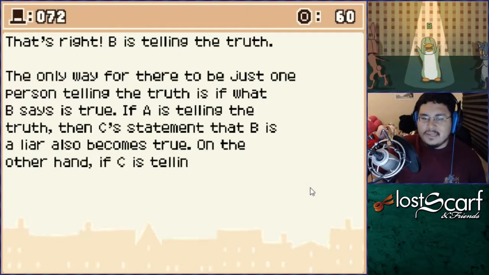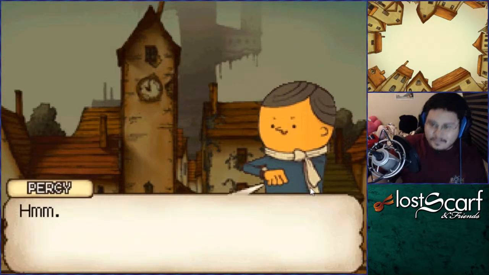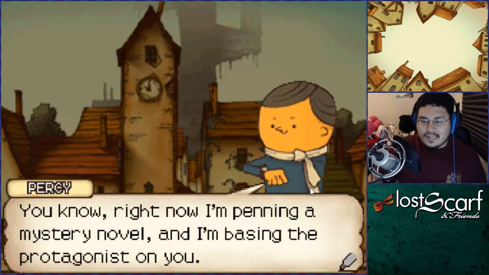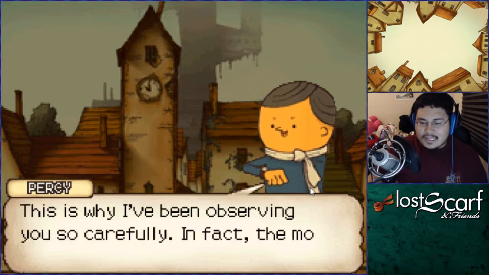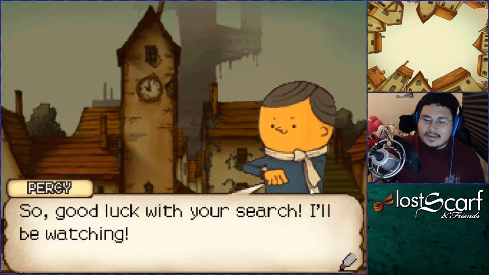You did, little boy! That's right, B is telling the truth. The only way for there to be just one person telling the truth is if what B says is true. If A is telling the truth, then C's statement that B is a liar also becomes true. On the other hand, if C is telling the truth, then B's statement that A is a liar becomes true. In both cases, you end up with two truth tellers and one liar. The only possible solution is that B is the one telling the truth. I guess that old advice to write what you know doesn't apply here. That was just too easy. You know, right now I'm penning a mystery novel and I'm basing the protagonist on you. This is why I've been observing you so carefully. In fact, the more I see you, the better. So good luck with your search. I'll be watching.